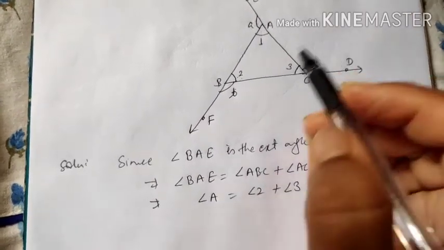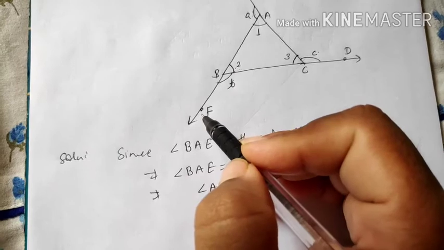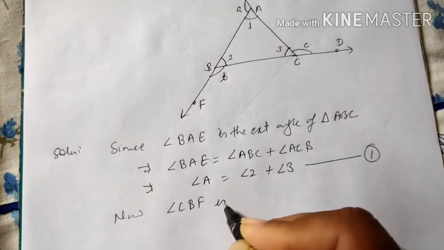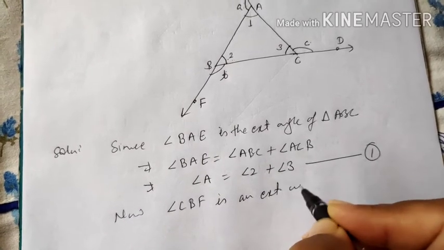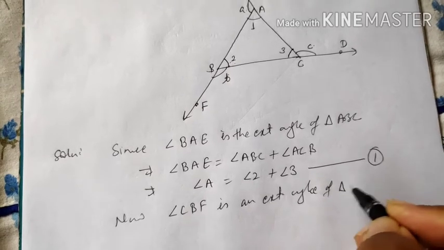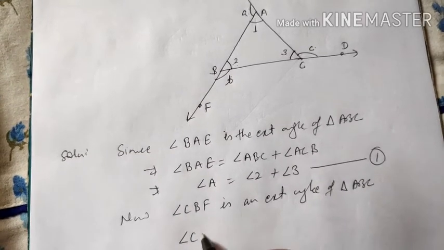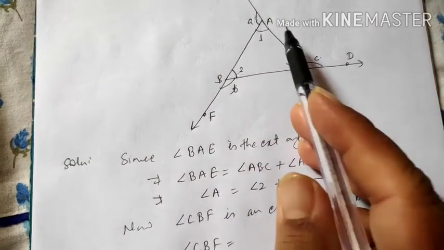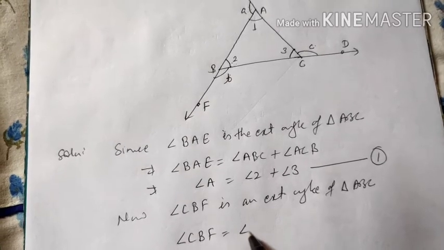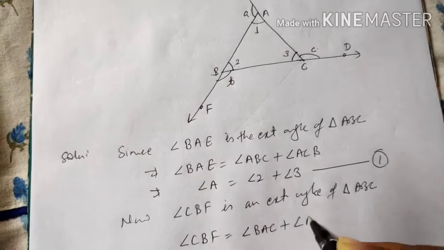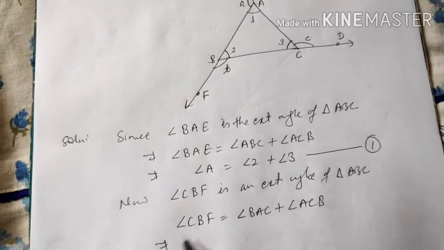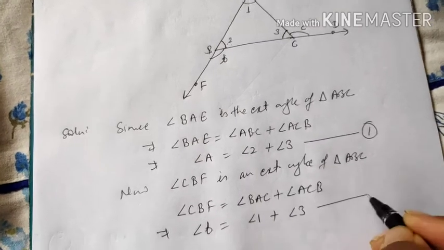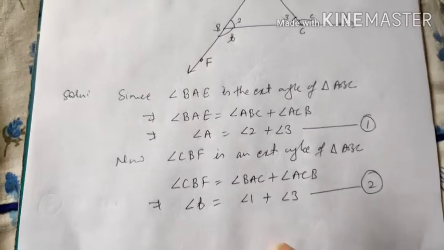In a similar way, here angle CBF is an exterior angle of triangle ABC. So this implies angle CBF equals angle BAC plus angle ACB, that is angle B equals angle 1 plus angle 3. We denote it as equation 2.